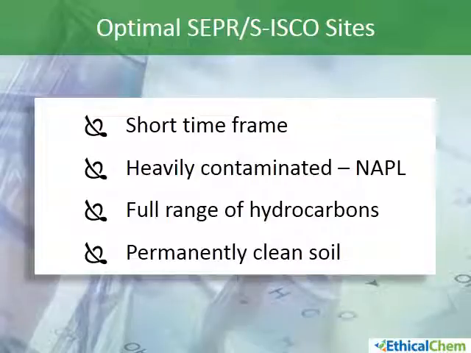We go after the heavy contaminated sites, including NAPL, D-NAPLs, L-NAPLs, anything from VOCs down to PAHs. SEPR and SISCO can address a broad range of contamination. And the most important thing is SEPR and SISCO provide permanently clean soil. So by addressing that source and permanently removing the source, you will forever eliminate potential rebound at the site, resulting in permanently clean soil and groundwater.